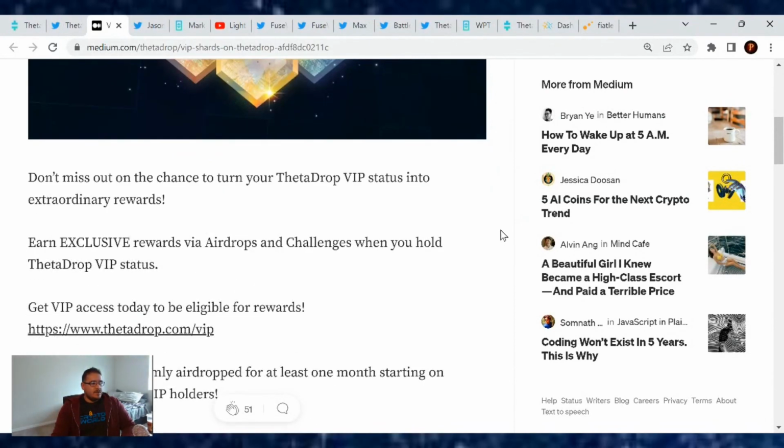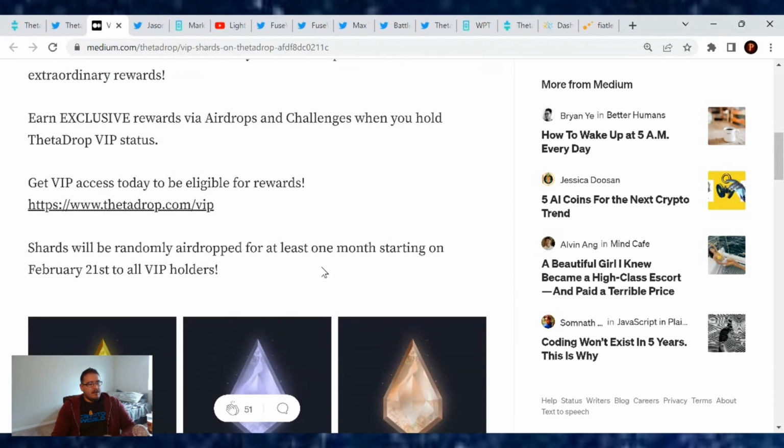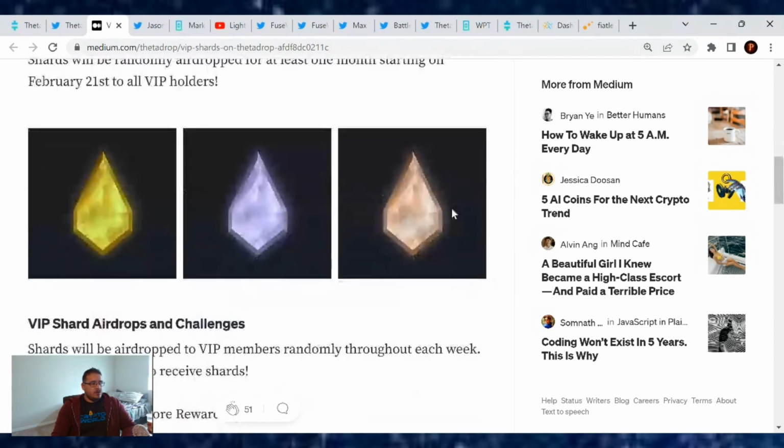Earn exclusive rewards via airdrops and challenges when you hold Theta Drop VIP status. Get the VIP access today to be eligible for rewards. Go to thetadrop.com/VIP and see how much TDROP you need to have on Theta Drop. You will get the bronze, silver, or gold tier. Now, shards will be randomly airdropped for at least 1 month starting on February 21st to all VIP holders.